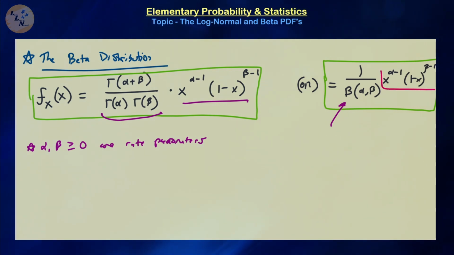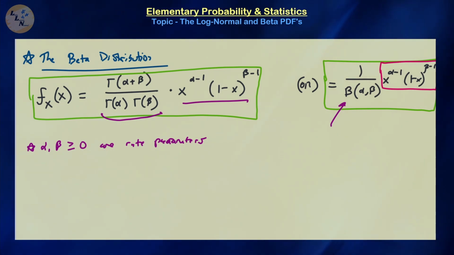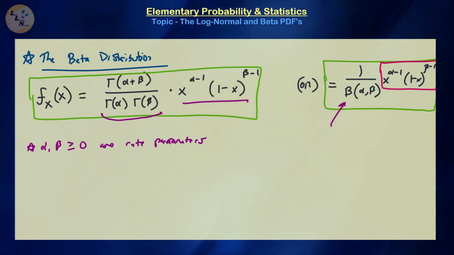So the area under this curve, x to the alpha minus 1 times 1 minus x to the beta minus 1, is not equal to 1, and we want that to be a probability density function. So what's the area under that curve on the domain 0 to 1? That answer is beta of the two rate parameters. Therefore, you divide by that area, and that gives us a PDF. Okay, so that is some basic intuition of what's going on here.